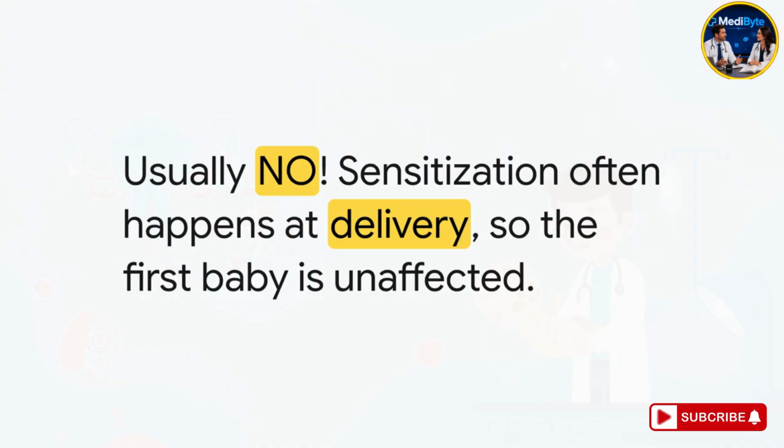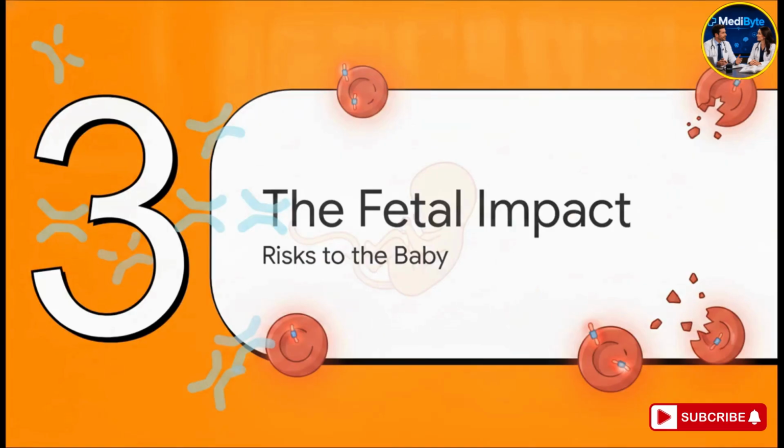But here's the catch. Once those antibodies are created, they stay in the mother's system. They act like permanent memory guards, which poses a pretty significant risk for subsequent pregnancies, assuming the next baby is also Rh positive. Which brings us to Section 3, the fetal impact and the actual risks to the baby.